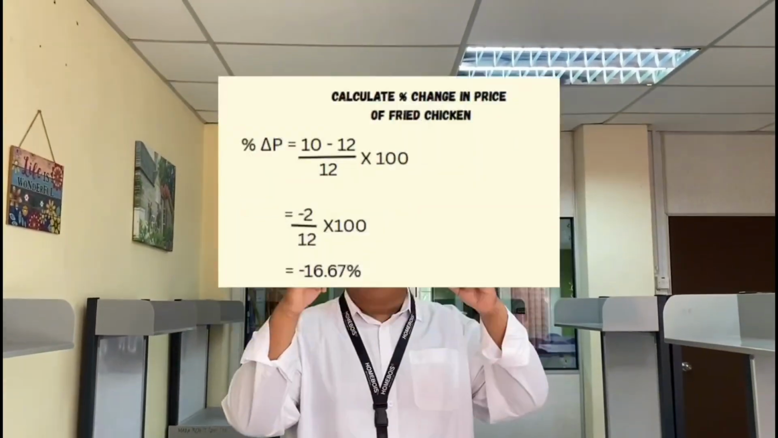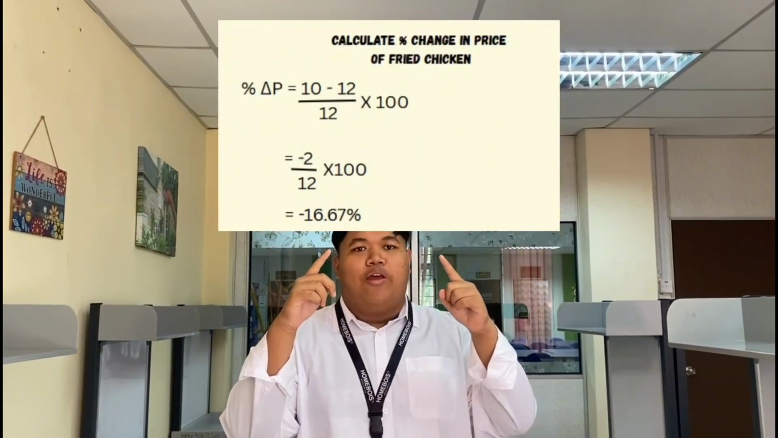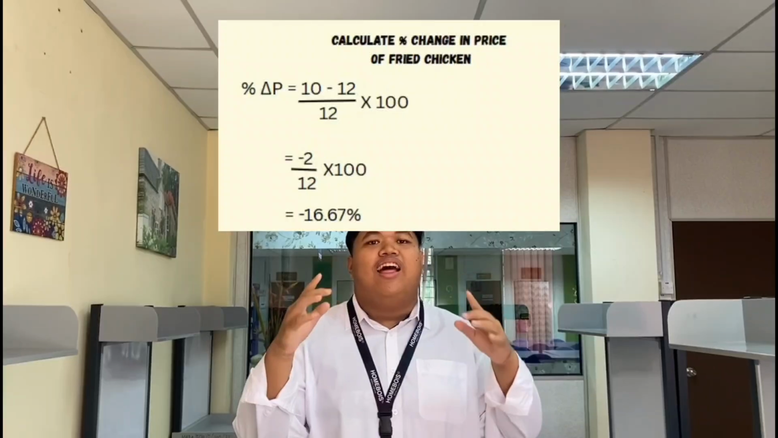Next, we calculate the percentage change in the price of fried chicken. The price fell from 12 ringgit to 10 ringgit. The calculation is percentage change in the price of fried chicken equal to 10 minus 12, divided by 12, times 100. The answer is negative 16.67%.